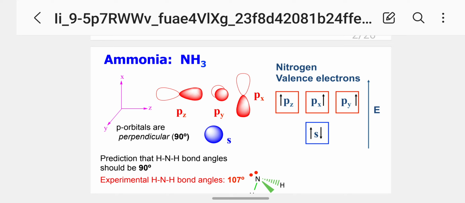Afterwards, we have a prediction that the H–N–H bond angle should be 90 degrees according to theory. For experimental, you have found out that the bond angle is 107 degrees between H, N and H. We have 107 degrees according to experimental confirmation, but theoretically we said it should be 90 degrees according to quantum theory and other theories of bond localization and lone pair, bond pair localization.